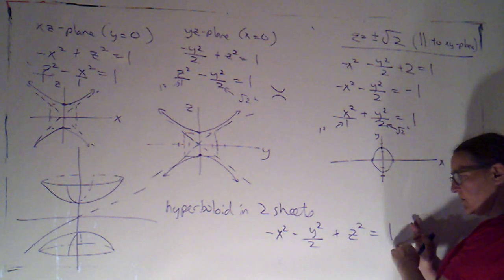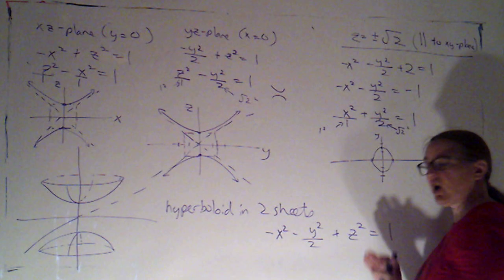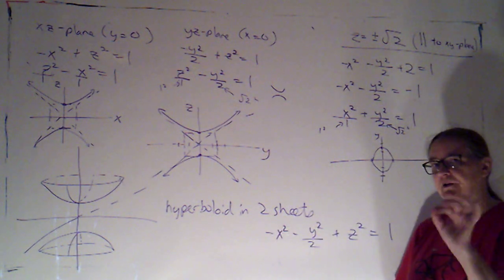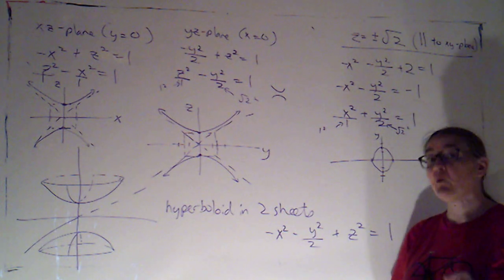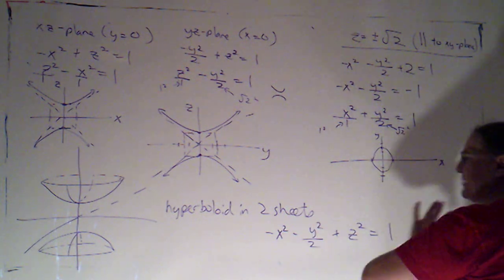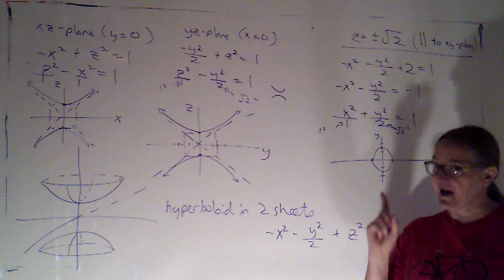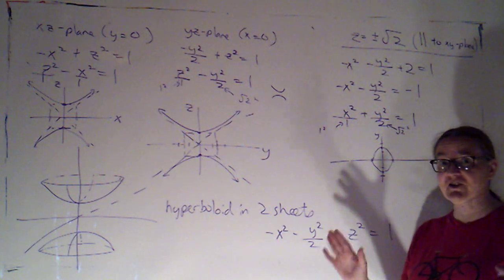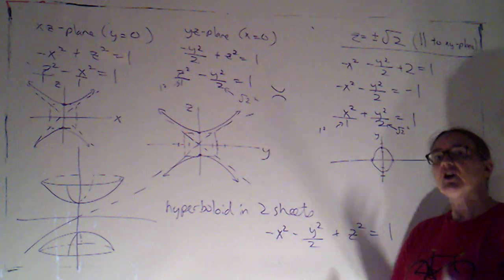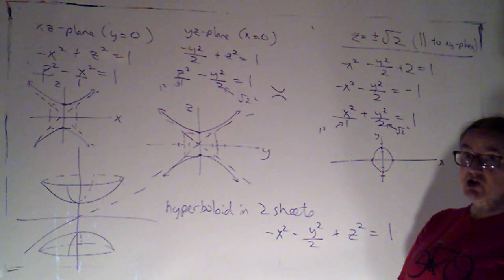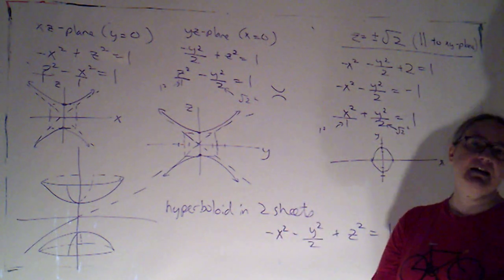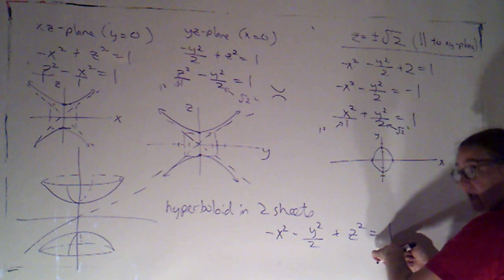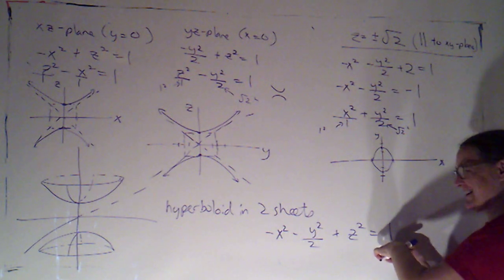Notice when it was equal to 1 and all the squareds were on this side, we had 2 negative signs. If you look back at the example for the hyperboloid in 1 sheet, when it was equal to 1 and we had all the squareds on one side, we had 1 negative sign. So that's a nice way that you can tell just by inspection, 1 negative sign, you're going to be getting a hyperboloid in 1 sheet. 2 negative signs, you're going to get a hyperboloid in 2 sheets. It is necessary that it be in standard form equal to 1 before you start counting your signs.